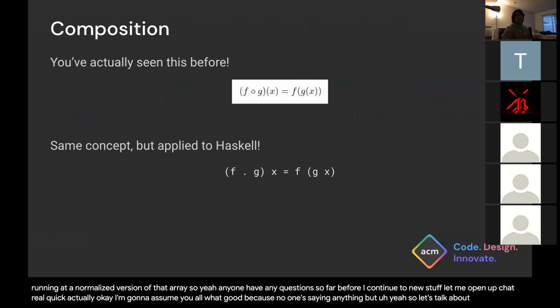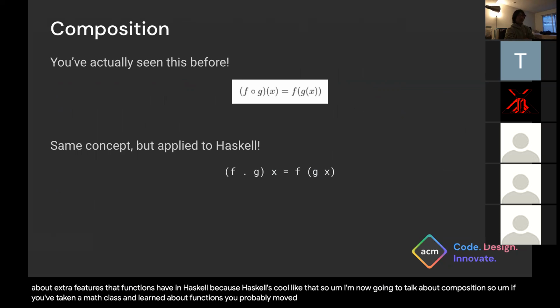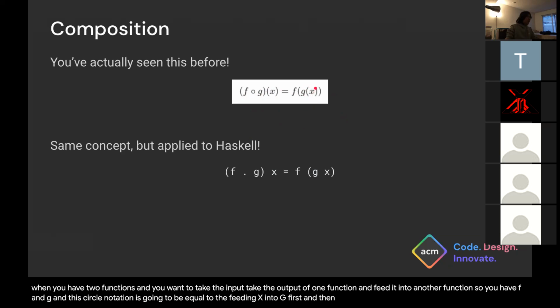So let's talk about extra features that functions have in Haskell, because Haskell's cool like that. So I'm now going to talk about composition. If you've taken a math class and learned about functions, you've definitely seen this before, actually. Function composition is when you have two functions and you want to take the output of one function and feed it into another function. So you have f and g, and this circle notation is going to be equal to feeding x into g first, and then feeding the output of that function into f.